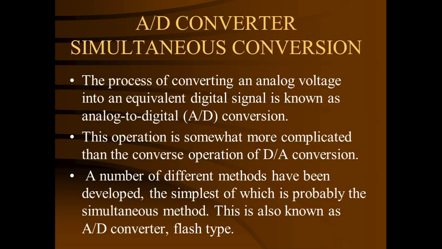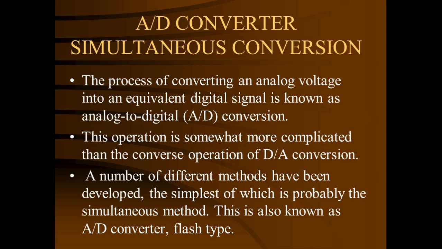Dear friends, in A to D conversions, the first one we are going to study is simultaneous conversion. The process of converting an analog signal into an equivalent digital signal is known as analog to digital conversion. The operation is somewhat more complicated compared to D to A conversion, because D to A conversion is an integral part of A to D conversion, and moreover a little more complex logic is going to be utilized.